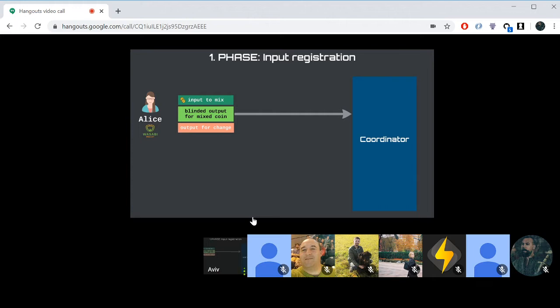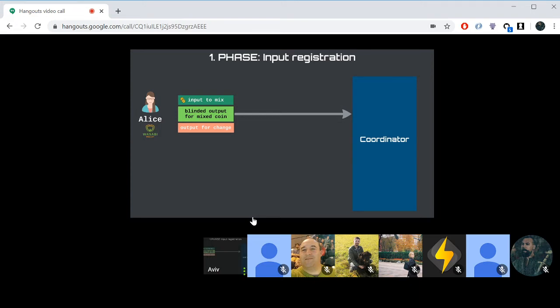Phase one, Alice will present a coin that meets the minimum requirement for the denomination that the CoinJoin is doing. Alice will also present proof of the coin. This proof is a signature with the public key of where the coin is currently stored. Alice will also present an output for the change, because if we are talking about an equal output coin join, almost all participants will have change, and that change is linkable. So the output is unblinded, and Alice will provide a blinded output for the mixed coin.